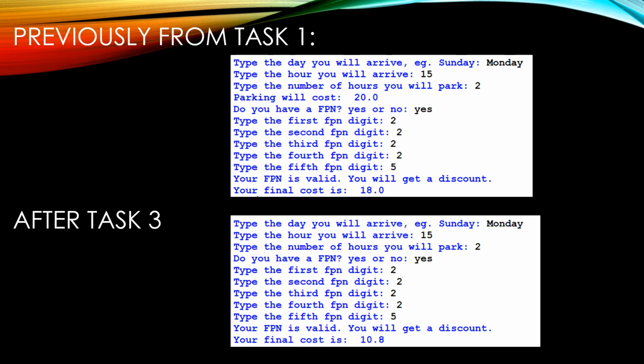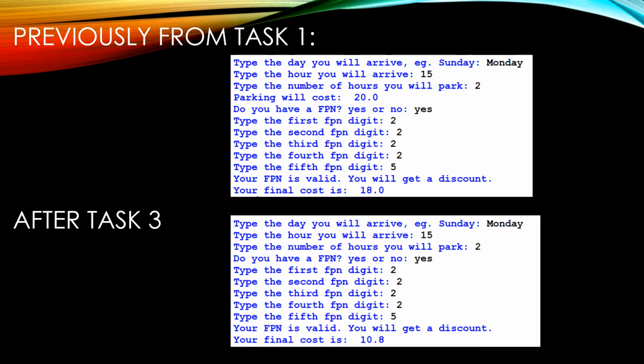You arrive on Monday at 15 o'clock and you want to park for 2 hours. Now, arriving at 15 o'clock means you're going to be in the early timings from 15 to 16 o'clock, and then from 16 o'clock to 17 o'clock, you can go with price late. Okay, so if we go with Task 1 at the top here, if you arrive on Monday at 15 o'clock and you park for 2 hours, that costs you $20. And if you have a frequent parking number, you'll get a discount and you'll only have to pay $18.